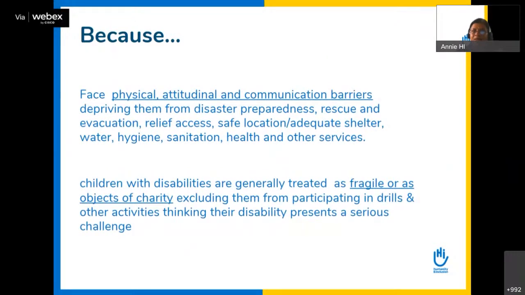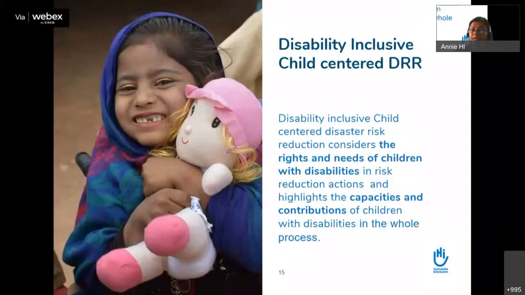And as I said, because of different barriers, as I mentioned in the first thing, that there are several barriers that people face, and we tend to look at children with disabilities as fragile or as objects of charity, a 'poor thing, have to do something'. Nobody thinks that children with disability have a right, have the capacity, and can do. So that is what child-centric disaster risk reduction is about. When we talk of disability-inclusive child-centric disaster risk reduction, we are looking at considering the rights and needs of children with disabilities in risk reduction actions. And here we're looking at capacities and contributions of children with disabilities in the process as a whole.